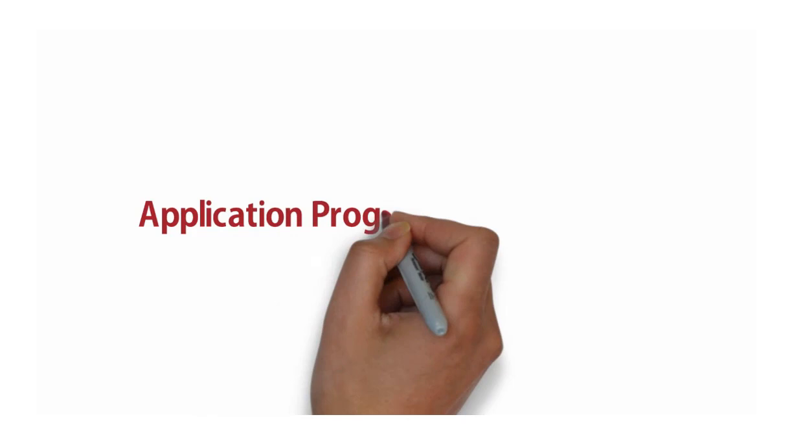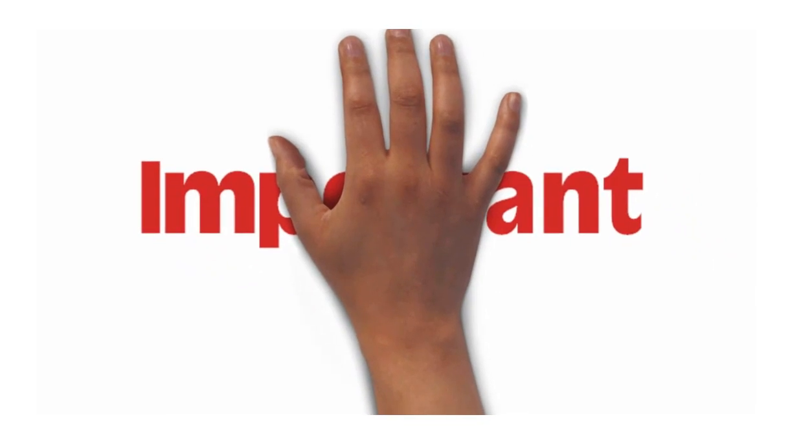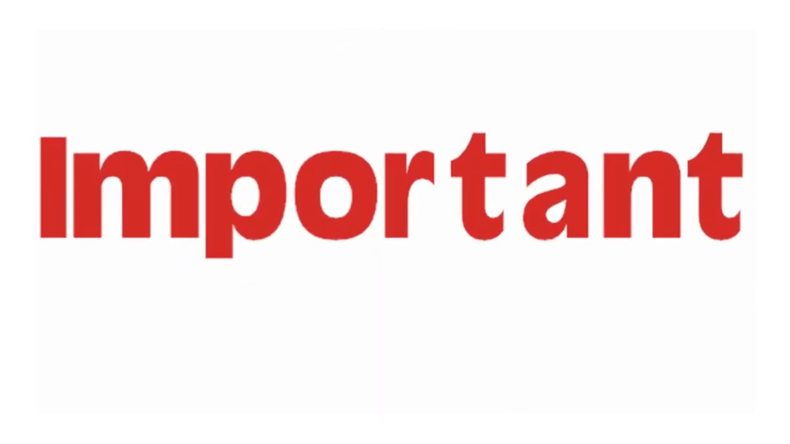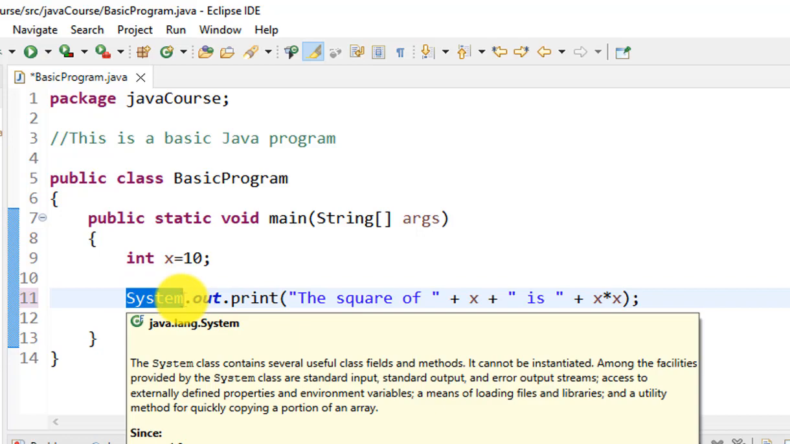Now when we talk about API, it is short for application programming interface, and this is the most important part of the Java programming language, or any programming language for that matter. Let us try to understand what we mean by the API. Now, one thing you have to realize first here is that the System is found in the API. The System is found in the Java API.